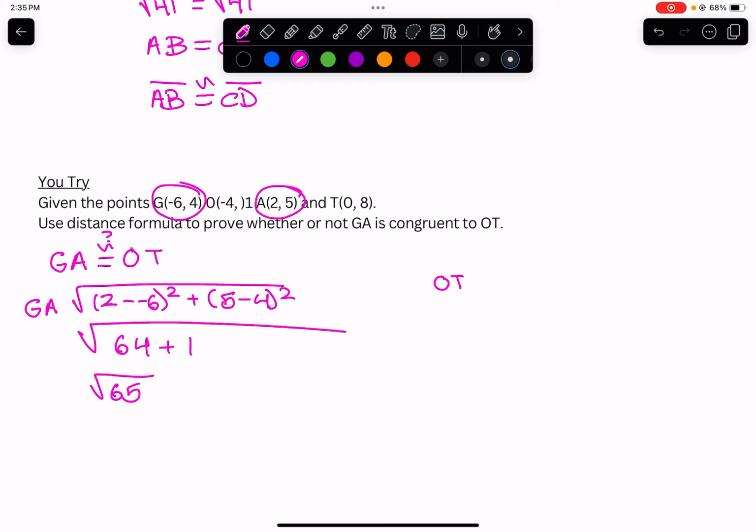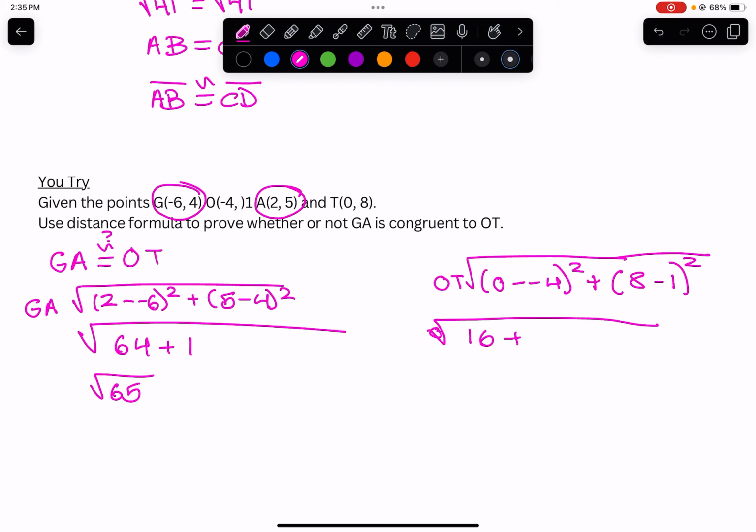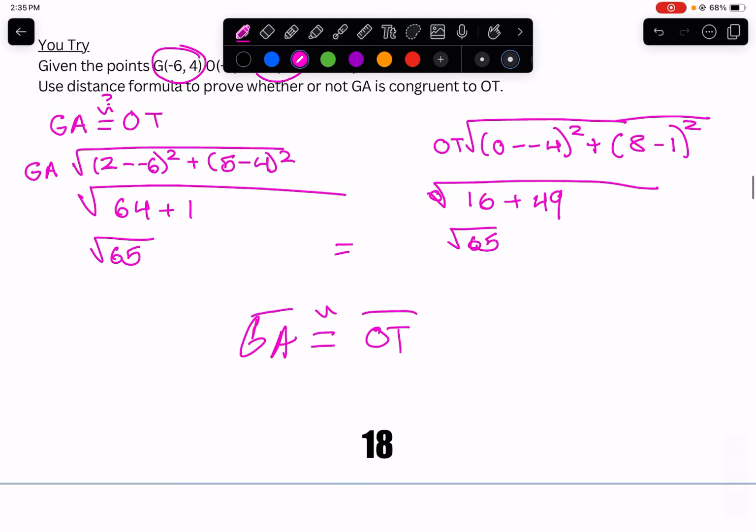And now OT, I'm doing 0 minus negative 4 squared plus 8 minus 1 squared. So we have square root of 16 plus 49. 16 plus 49 gives me square root of 65. So because these two are equal, we can say that GA is congruent to OT.